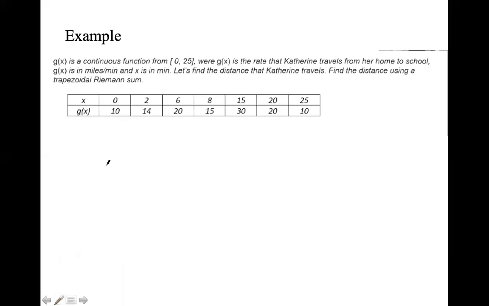So we have this continuous function and we want a trapezoidal Riemann sum. Okay, so we have 1/2, the height of the first one is 2, times 10 plus 14, right? Got to add those two bases. Next one is 1/2, this time the height is 4, and we're going to do 14 plus 20. Our next width is 2, so we have 1/2 times 2. The reason I'm doing 1/2 every time is, remember, that's the area of a trapezoid. And this time we have 20 plus 15.